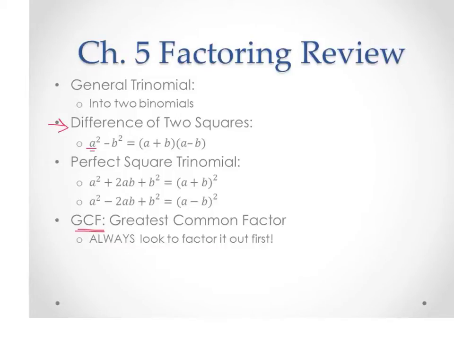Is the first term something squared? Is the second term something squared? Is it a difference? And if so, it factors into a plus b, a minus b. And then also your perfect square trinomial. Remember, we talked about the first term being something squared, the last term being something squared. Multiply them together and double it, and if you get that middle term, then it's probably a perfect square trinomial.